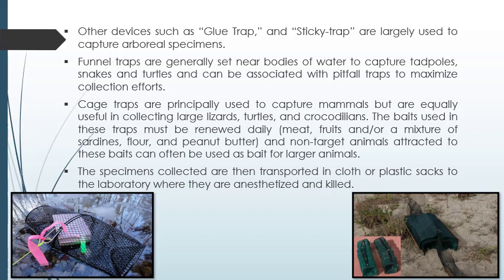Obviously, in cage traps, bait must be used, and we have discussed bait in the invertebrate sampling: bait is any material which is used to attract the specimen. So different food materials can be used as bait for the collection of specimens. And if any non-target animal is attracted to the bait and is trapped in the cage, then it can be used as bait for larger animals.